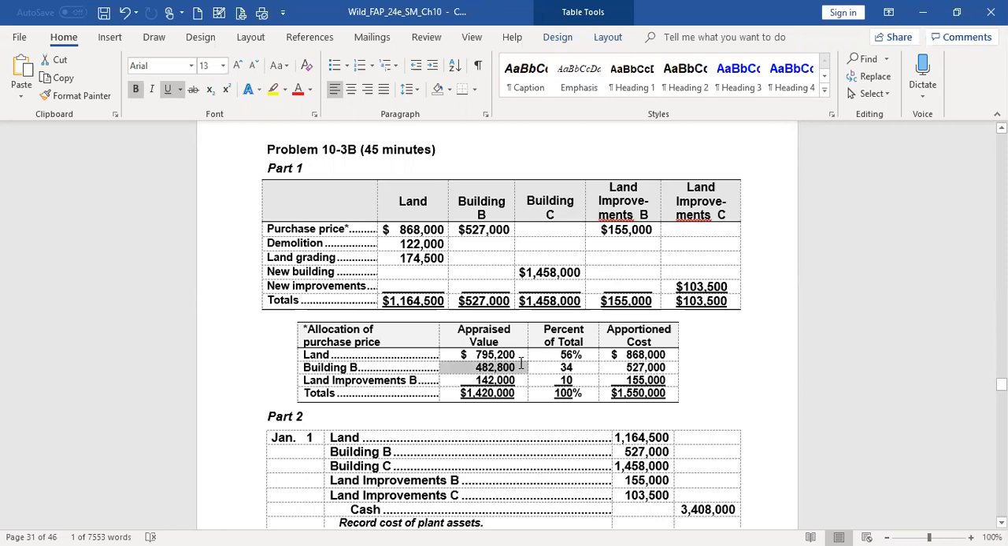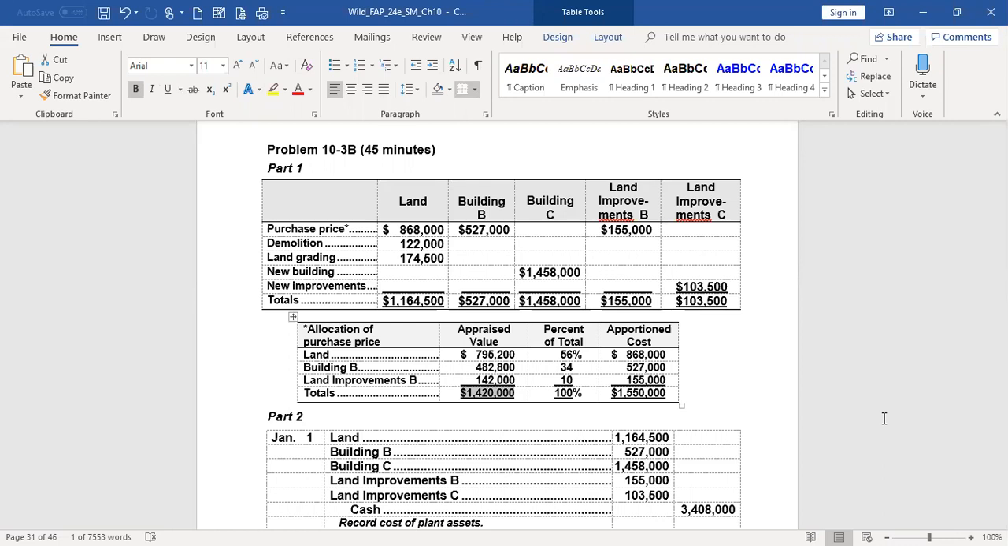You could see this little table right here that I'm highlighting. The land improvements that were purchased in that lump sum purchase have a fair value of $142,000. So remember what this means. If you purchase these assets separately, that's how much you would have paid for each one of them, or a total of $1,420,000. Ooh, this is weird, huh? You actually paid $1,550,000. Oh well.